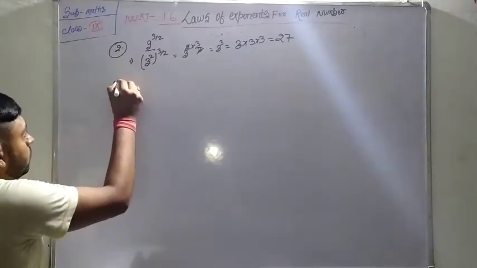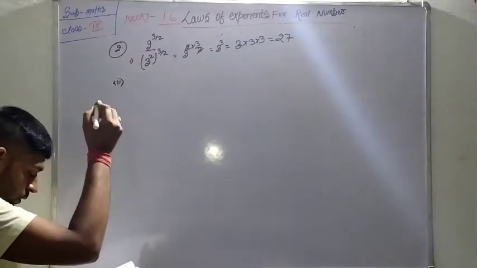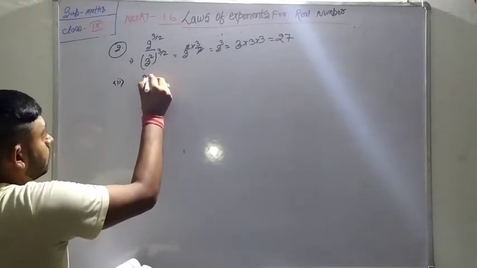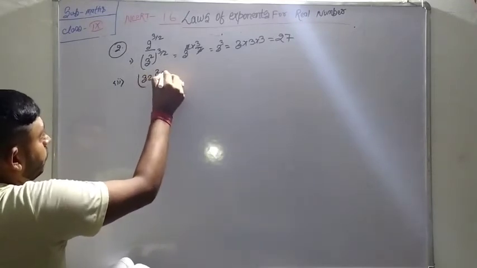Now number 2: 32 raised to the power 2 upon 5.